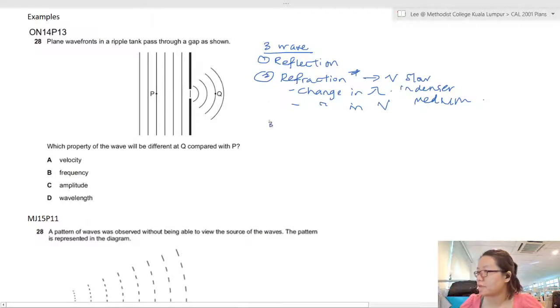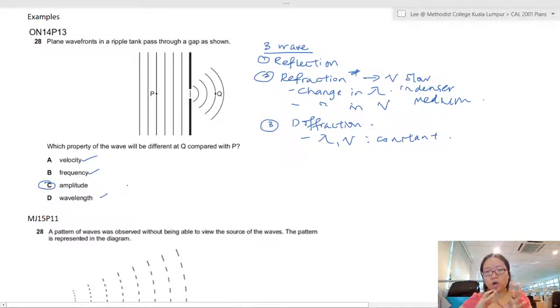Whereas the third and final wave phenomenon, which is diffraction, or the spreading of waves, your wavelength, your speed, your frequency are all constant. The only thing not constant is the amplitude. The reason why the amplitude is not constant is because your energy is spread out across a larger area. If you spread the energy across a larger area, that means you will have less energy per unit space. Energy is proportional to amplitude.